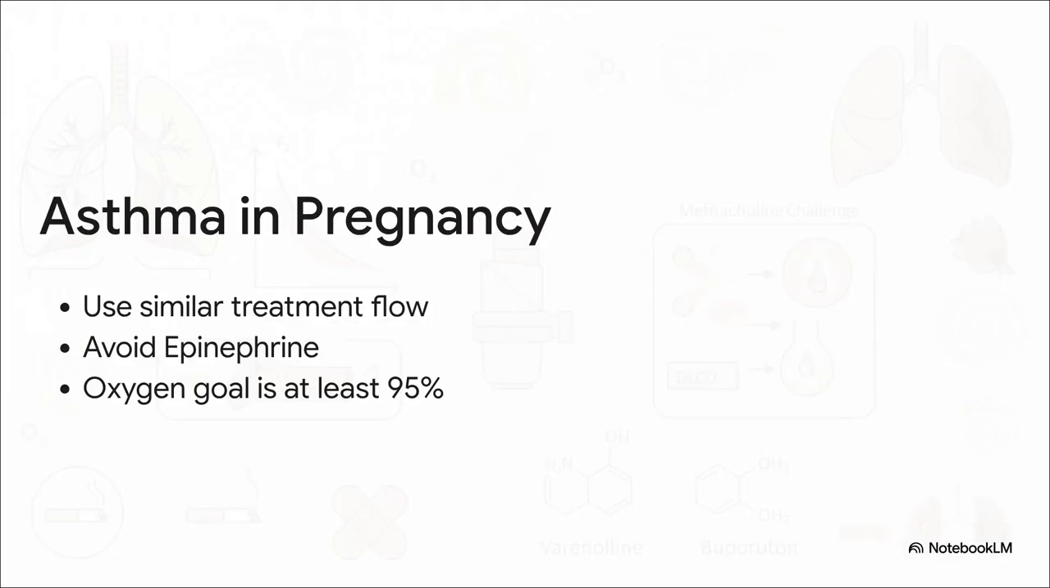When managing severe asthma exacerbations in pregnant patients, you follow a very similar treatment flow: albuterol, ipratropium, and systemic glucocorticoids. However, there's one major exception. Epinephrine is strictly avoided due to its vasoconstrictive effects on the placental circulation. You also need to adjust your oxygen goal. You must maintain a saturation of at least 95% to ensure the fetus is getting adequate oxygen.